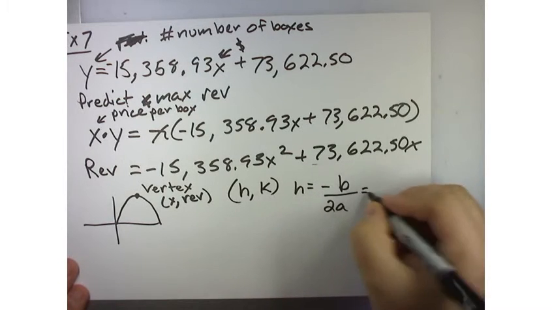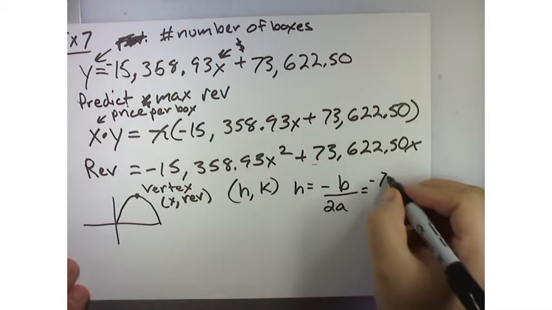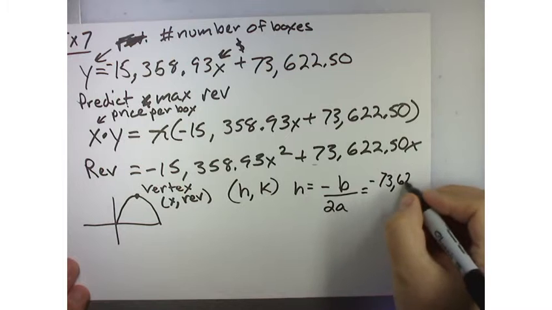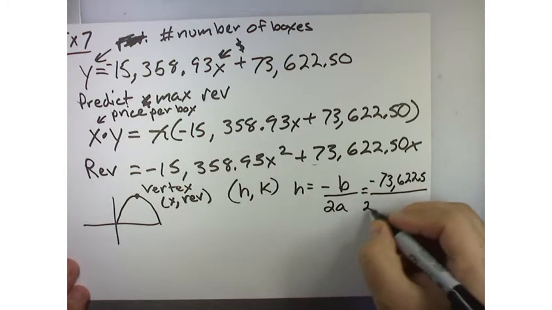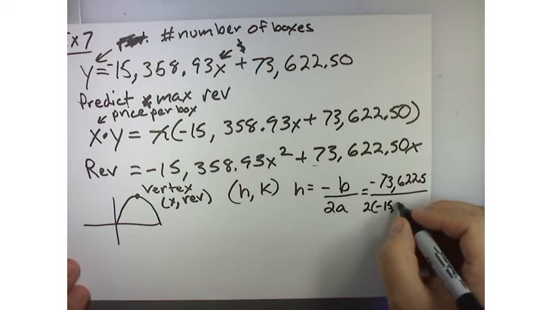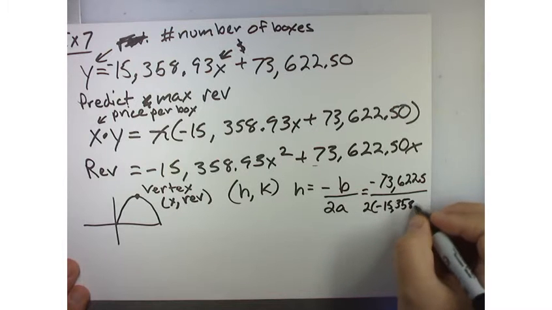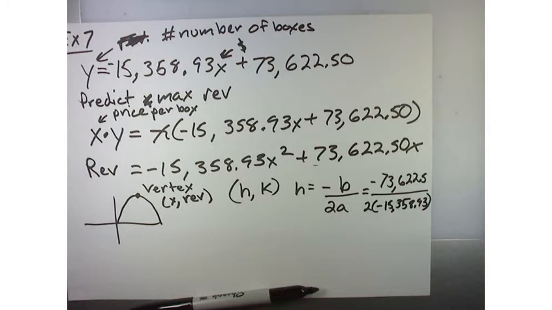We know that h is equal to negative b over 2a. Or negative, what's the b term? It's big, 73,622.5 all over 2 times a, which is negative 15,358.93. And so if we plug that in our calculator, we're going to get this really huge number. So let's do it.